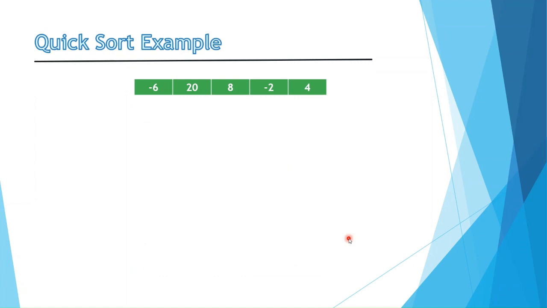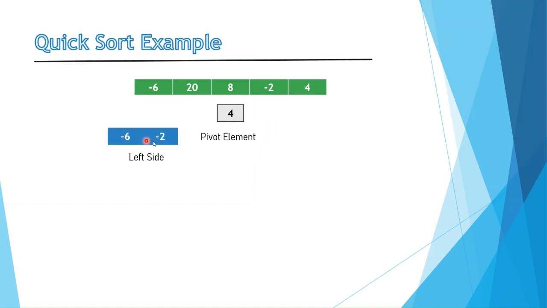Here is a quicksort example. Here you can see we have an array of -6, 8, 20, -2 and 4. In our approach, we are taking 4 as the pivot element. Now we check which elements are smaller than 4, the pivot element. So -6 and -2 are smaller elements, as they are negative integers, and 8 and 20 are greater than 4, so I move them to the right side.